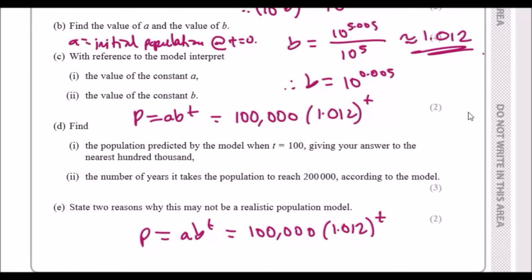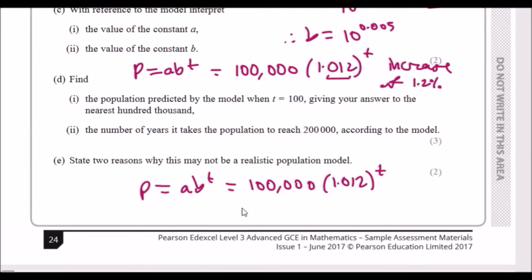As for B, B represents a multiplier. It's a multiplier of 1.012. If you just took off the 1.0, just took out the decimal bit, this is an increase of 1.2% per year. So the population is increasing by 1.2% per year. That's all it is. So you can write B is a multiplier which increases at this rate, whereas A is the initial population at time 0. I put it down here as well, just to double check.